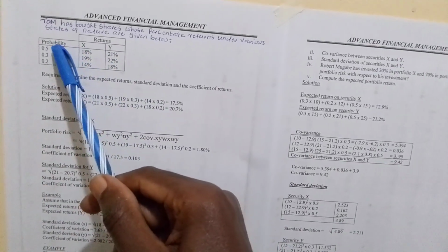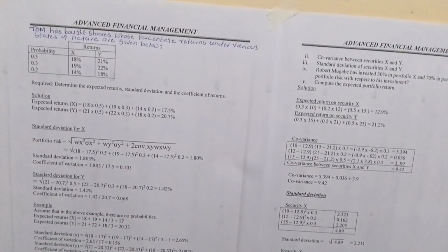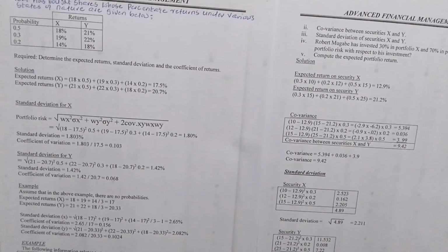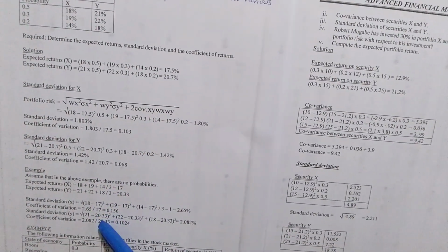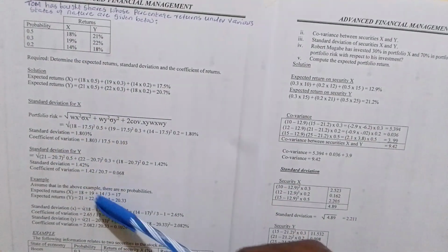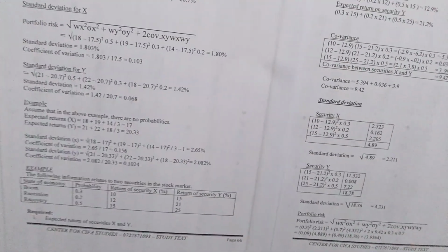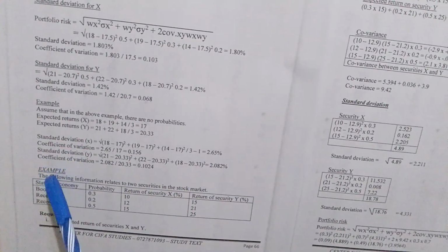It starts from here. Tom has bought shares whose percentage returns under various states of nature are given below. It goes all the way to this point here. So you take this one, go through this one, try to understand the solution. I'll take you through example 2, which starts from here. So we start from here.